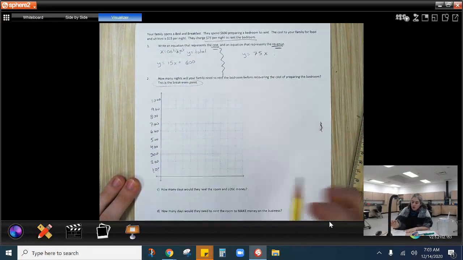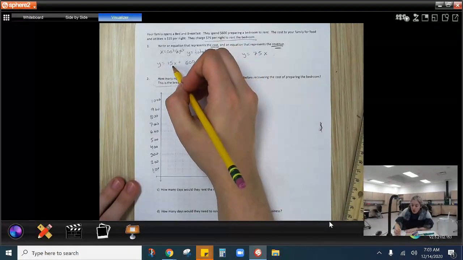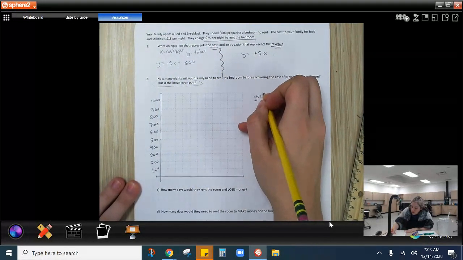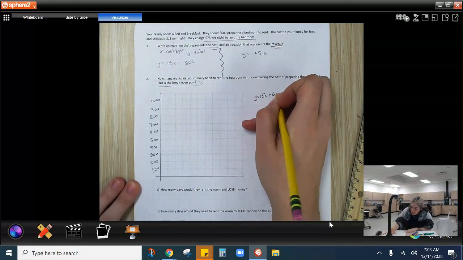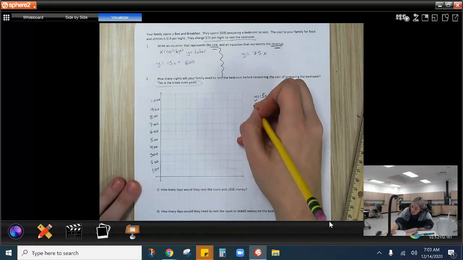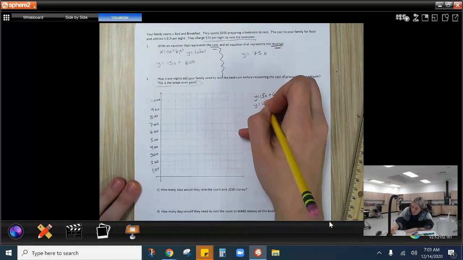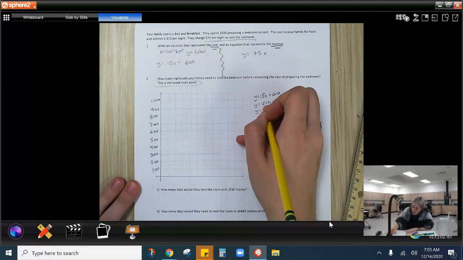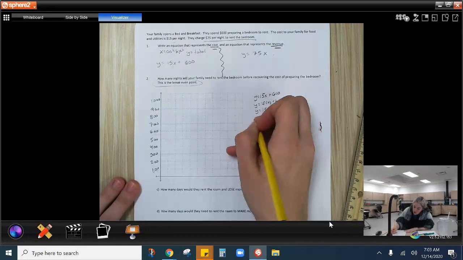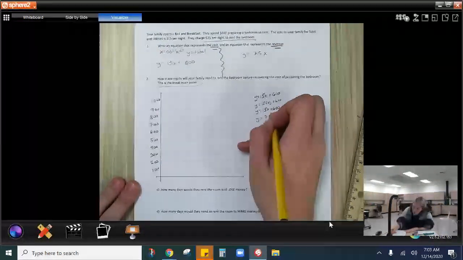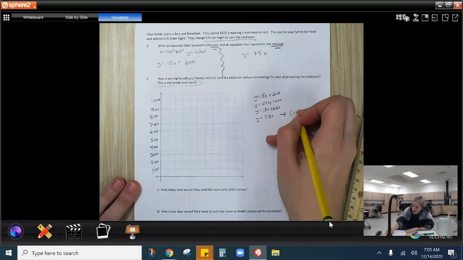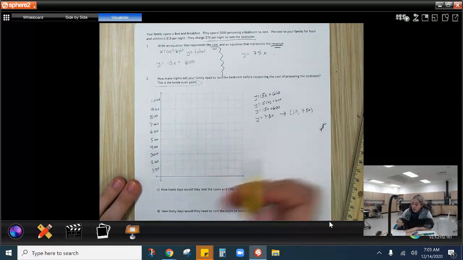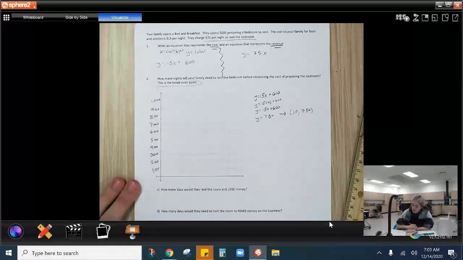All right. So I know that if I had someone stay for 10 nights, so y equals 15x plus 600, then I would have spent $150 plus $600. So that'd be $750. So that means I have the point (10, 750) for my cost equation.